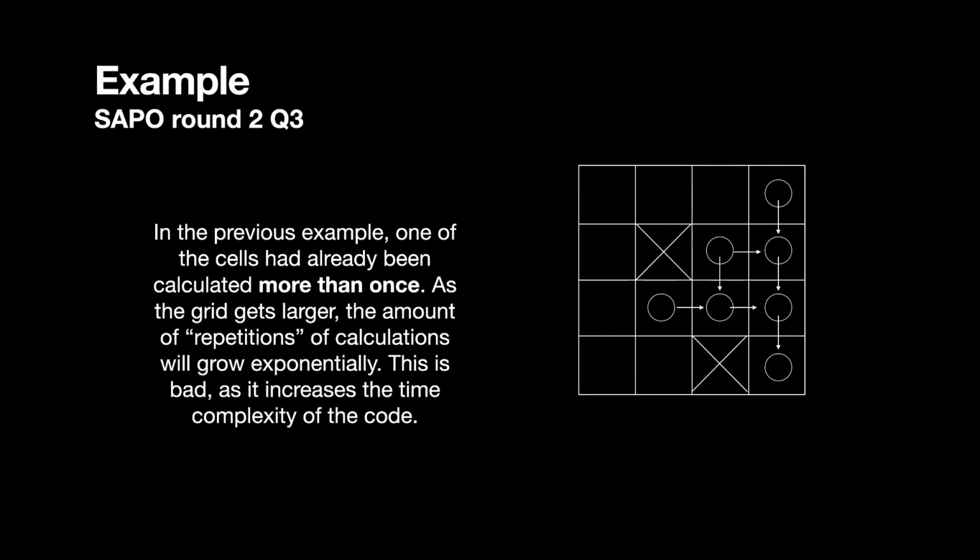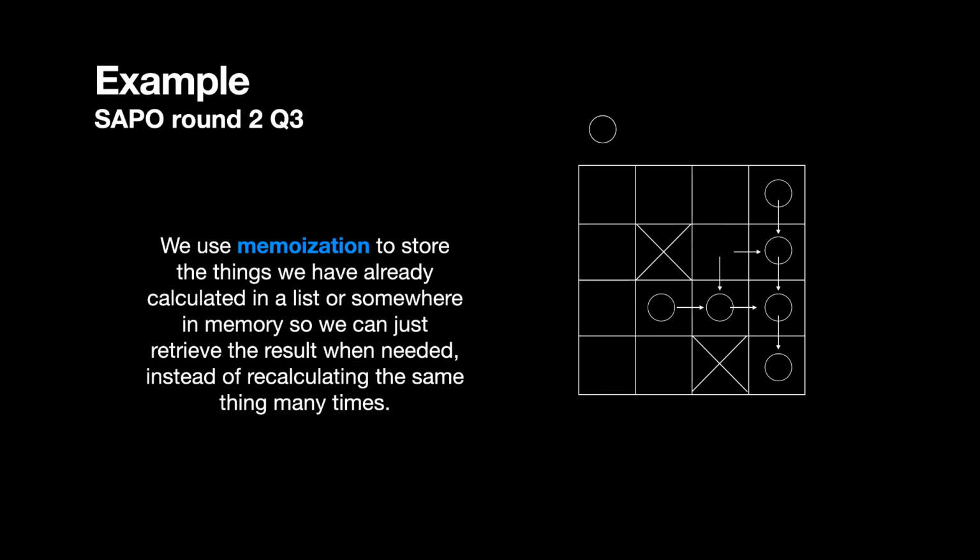Now you'll notice that one of the cells has already been calculated more than once, this cell. And as the grid gets larger, the amount of repeated calculations will grow exponentially. This is really bad as it increases the time complexity of the code and it makes the code run slower. How do we fix this? Well, we can use memoization to store the things we have already calculated in a list or somewhere in memory so we can just retrieve the results when needed instead of recalculating the same thing many times.